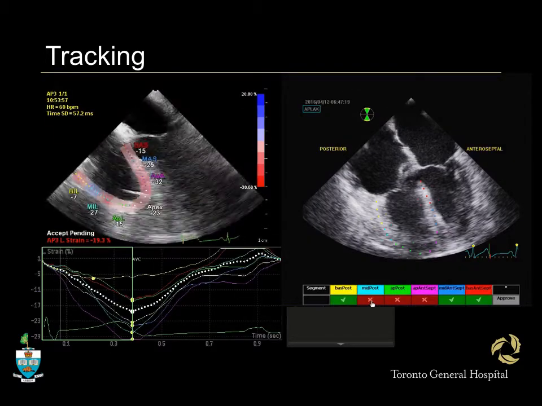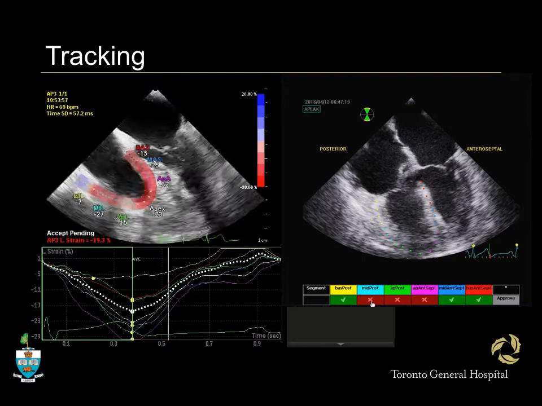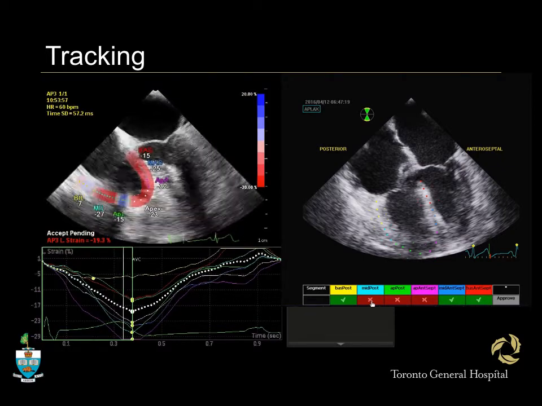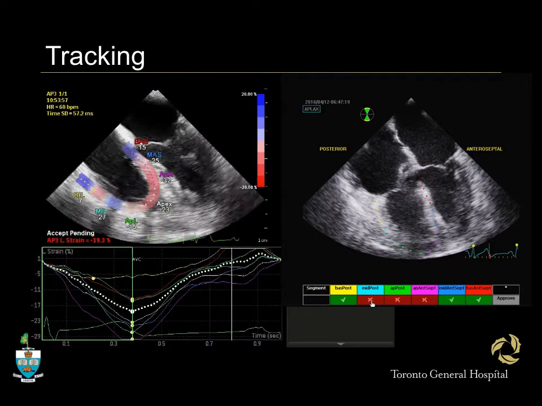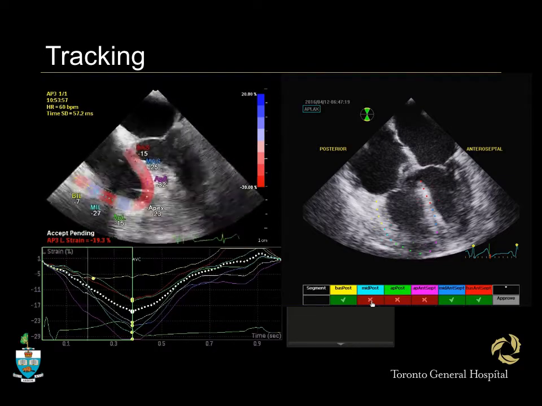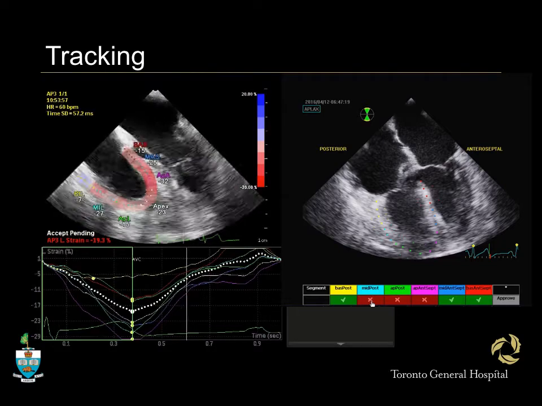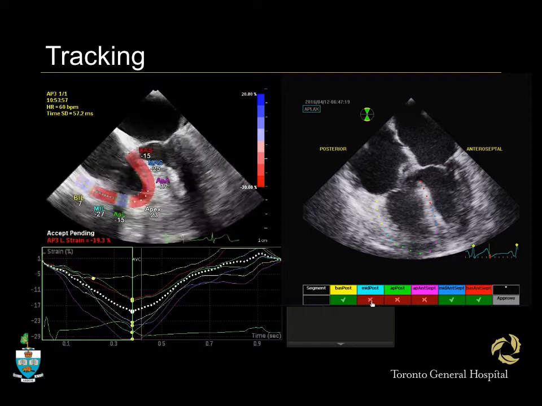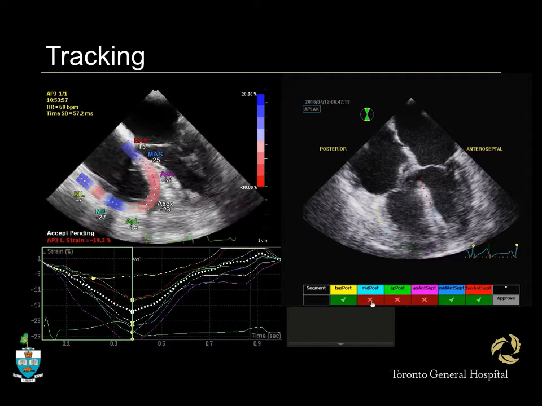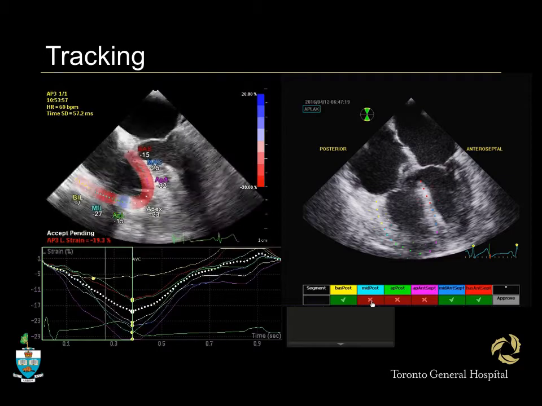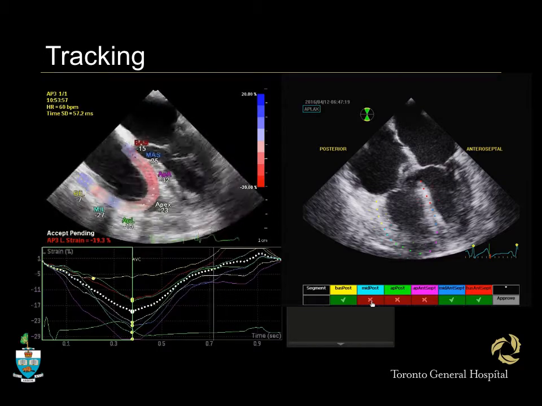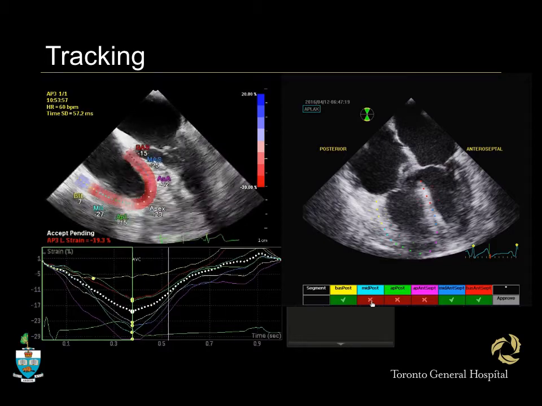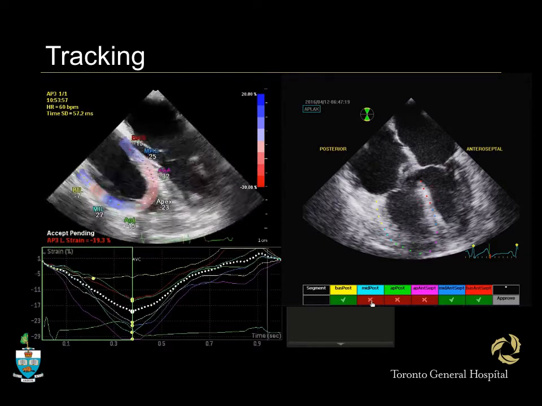One of the problems with the tracking is that for some vendors, like Philips in this case, it's really up to you. So it's very subjective. It's you looking at the images and deciding whether the tracking is good or not. In this case, you have to pick it up yourself. As you do it over time, you get good at it. But on the other hand, it would be good if you had some other measurement that tells you whether the tracking is good or not.